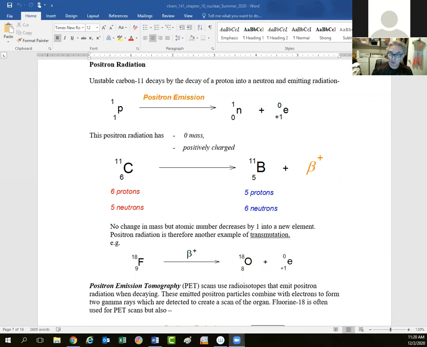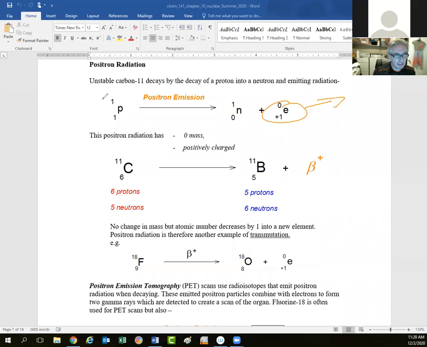The third one we want to look at today is called positron radiation. And this happens when we have an unstable proton in the nucleus, which breaks down, decomposes into a neutron and a positron particle. Now, we haven't come across positrons before. A positron is weightless like an electron, but it's positively charged. So it's kind of like the opposite of an electron. And that positron is what is ejected from the nucleus as a stream of radiation.